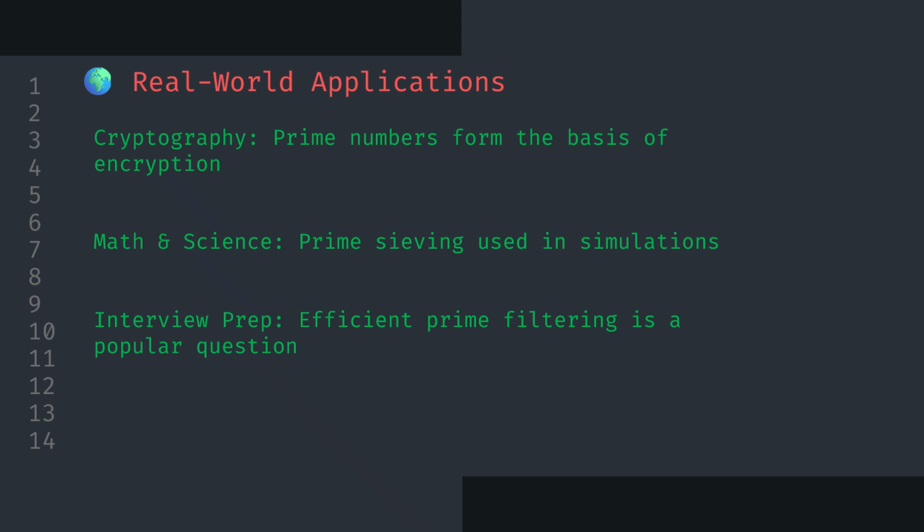Prime number logic plays a big role in cryptography, especially in RSA encryption. It is also common in scientific simulations and numerical computing. And of course, this kind of problem is a classic for coding interviews. Being able to explain and write this efficiently is a great skill to have.